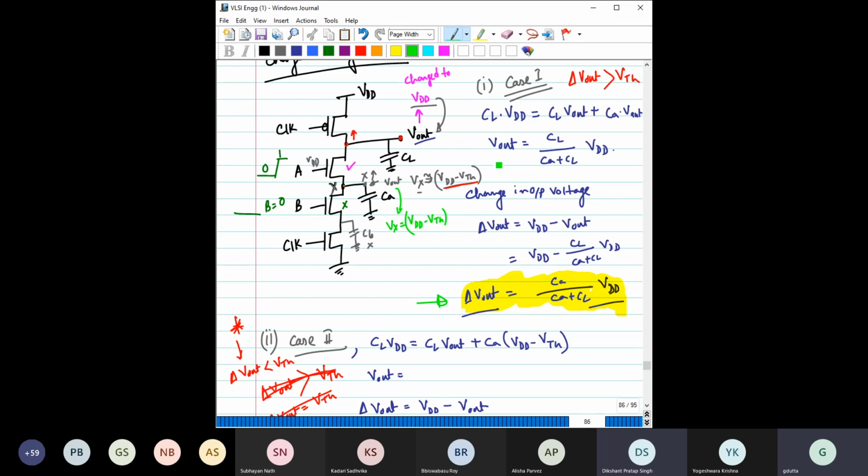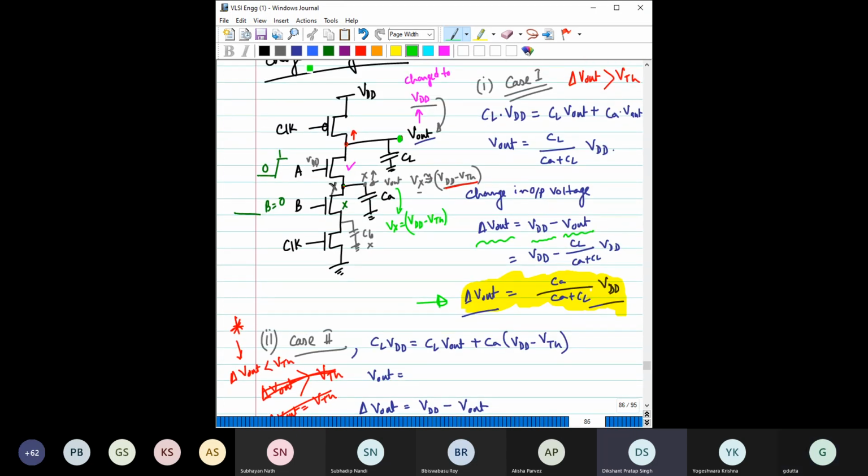But if I ask, Sir, so this delta V out is for the CA or CL? Delta V out is the change in output voltage, the change in the output voltage node. So it is basically this change in V out here, not this one. See, that's what we are doing: delta V out equal to VDD minus V out. So VDD was initial, V out is final, right? Okay.